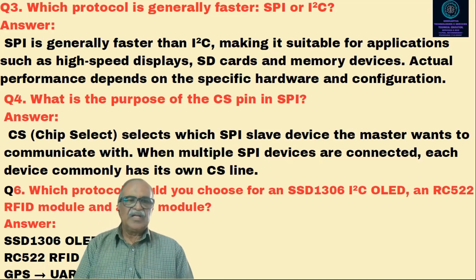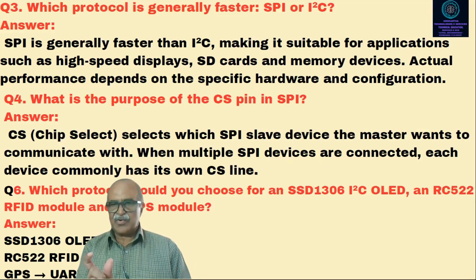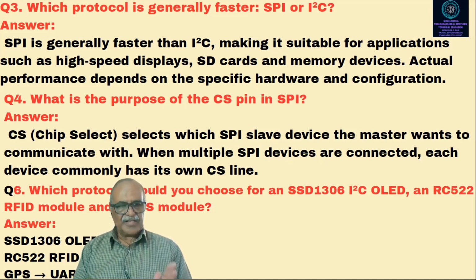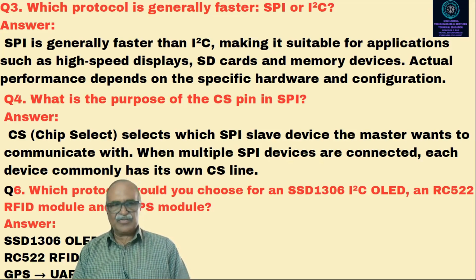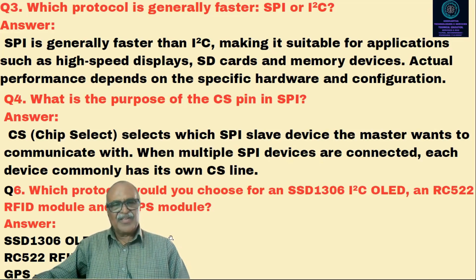Next question: which protocol would you choose for an SSD1306 I²C OLED, an RC522 RFID module, and a GPS module? The SSD1306 is a small OLED display, so you will use I²C. For the RC522 RFID, we use SPI, and for GPS, we use UART communication. Right, so these are the questions.